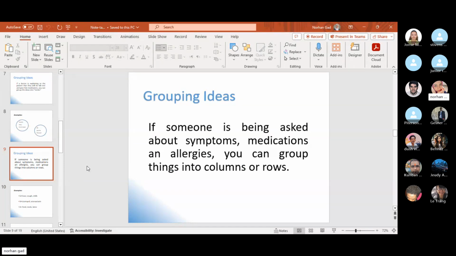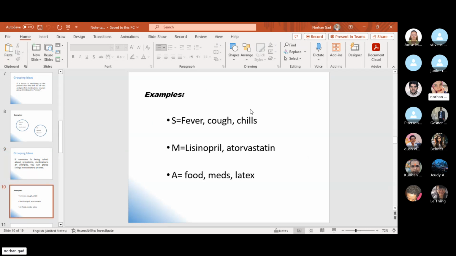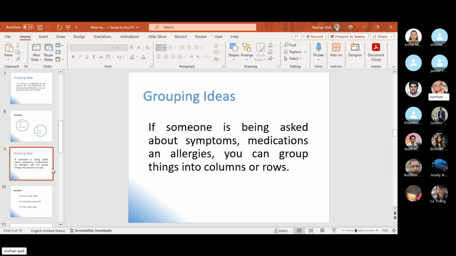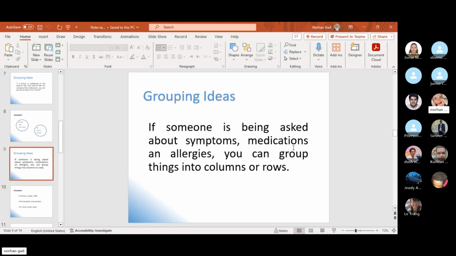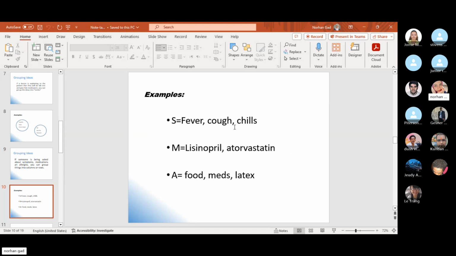The third method, again, is grouping ideas, but instead of having it in circles, you can put it in columns or rows. If it's more than 2 ideas and I can't draw 3 circles in my notes, it's going to eat up the space. So I can just put it in rows or columns. Like in this example, the doctor or the provider asked about symptoms, medications, and allergies. So instead of having 3 circles for symptoms, medications, and allergies, I can put it in rows or columns, up to you. In this example, the interpreter used 2 methods.